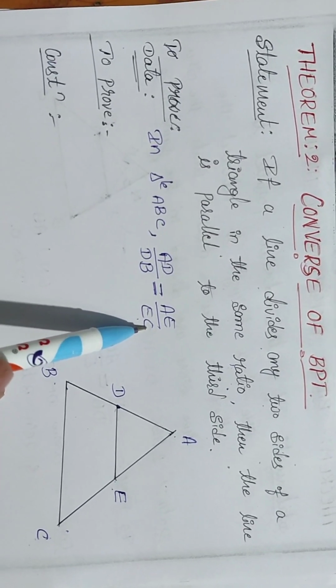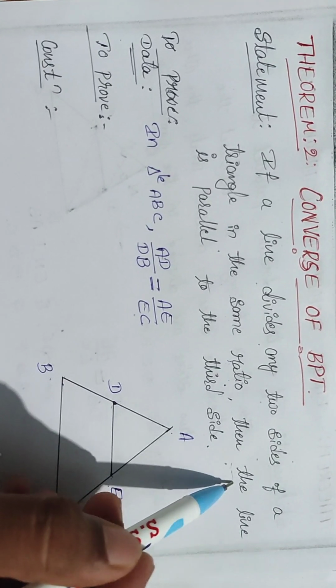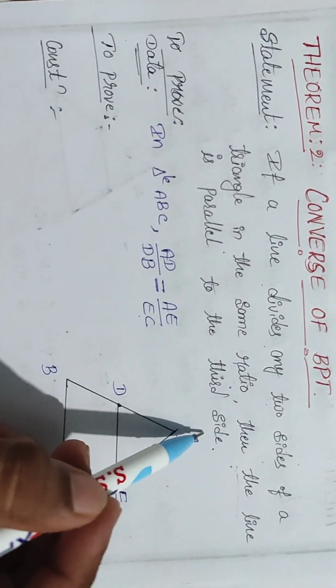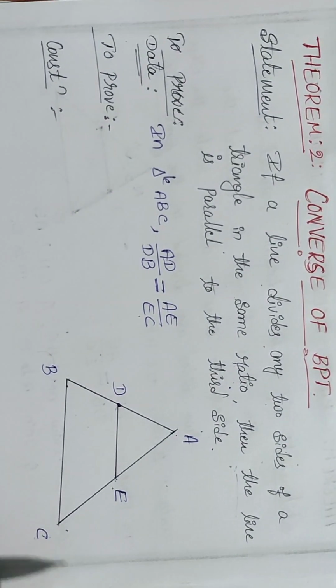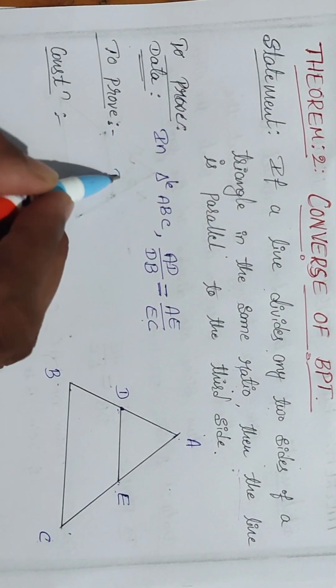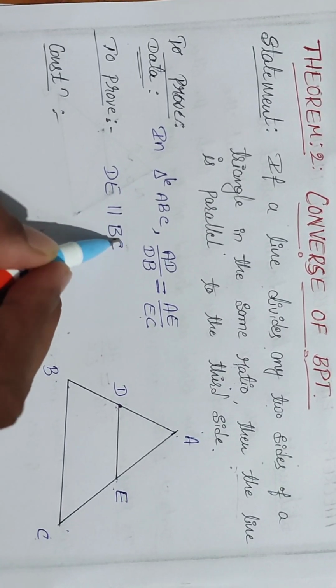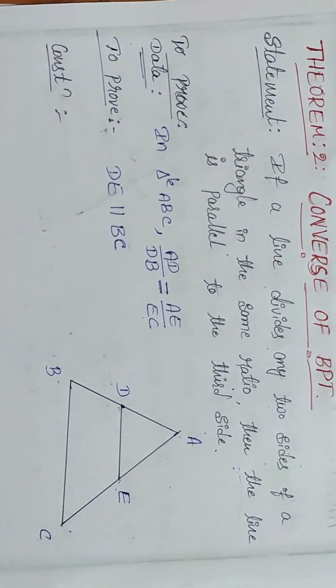This is the data. The next part is, then the line is parallel to the third side. This is what we have to prove, which means this line DE is parallel to BC. This is what we have to prove.